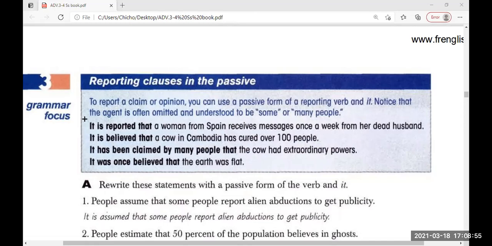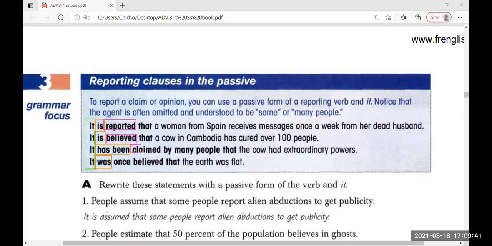As you can see, we are following exactly the same structure. We start our report with it. Then we have the verb to be. Here in the present, here in the present too, here in the present perfect, and here in the past, okay? And then we have the verb in the past participle form. It is reported that a woman from Spain receives messages once a week from her dead husband. It is believed that a cow in Cambodia has cured over 100 people.